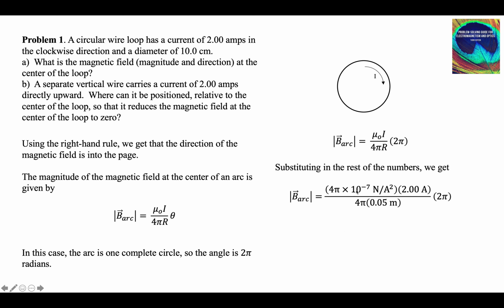Mu naught is 4 pi times 10 to the minus 7th newtons per square amp. The current is 2 amps, 4 pi, and we convert the radius, which is 5 centimeters, to meters. Multiply by 2 pi, and we get the magnitude of the magnetic field from the loop is 25.1 microtesla into the page. That's part A.